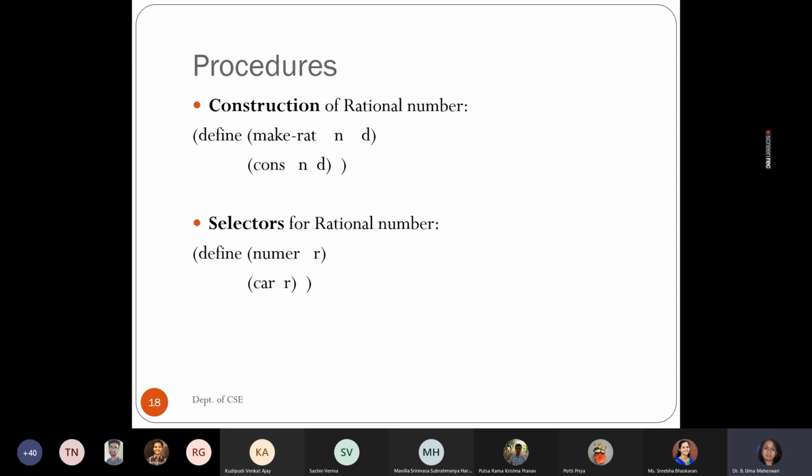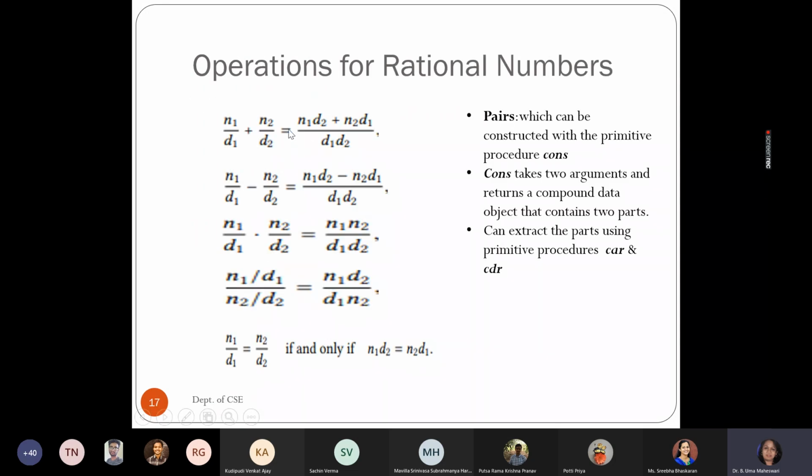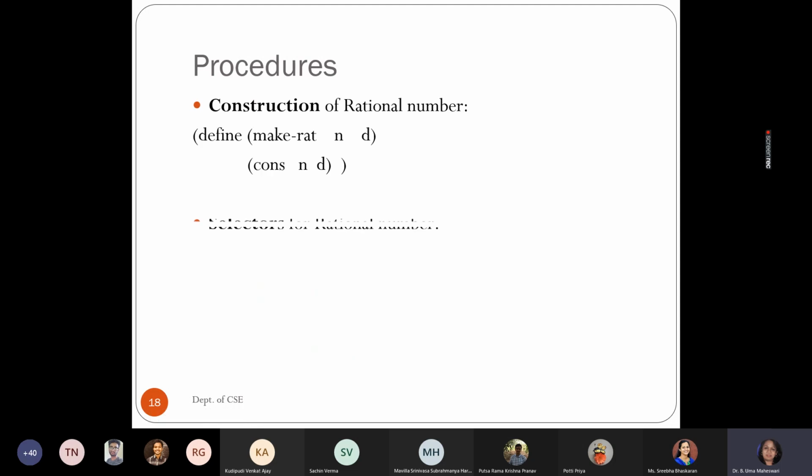And what else is required for performing the previous operations? If you look at the formula, in order to perform addition I want the numerator of the first one, denominator of the second one, numerator of the second one, denominator of the first one. So all of this is related to extracting a portion, right? Extracting the numerator or denominator of the given rational number. So I need a selector, right? So how to write a selector? I'm going to write a selector.